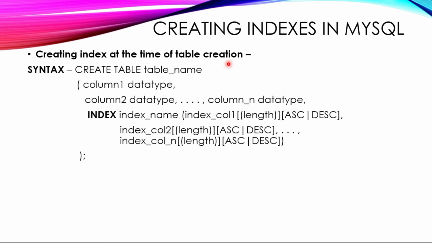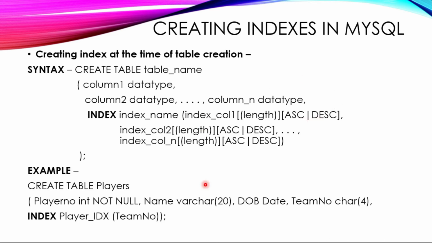Syntax: you have to write the create table query. You all are aware of the create table query. Create table is the keyword, then the name of the table. In round brackets you are going to define the column name with the data type. After all the definitions of the columns are completed, you have to give a comma and then use the keyword index: index, name of the index, and in brackets you specify which column you want to give index on, and then ascending or descending.